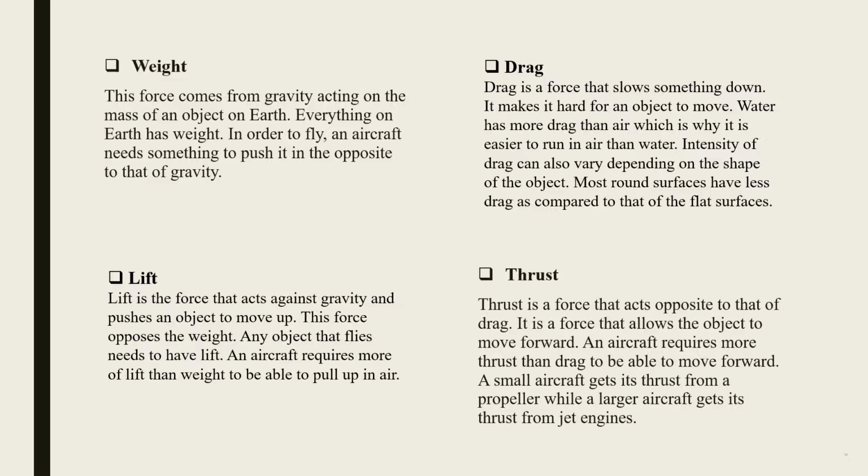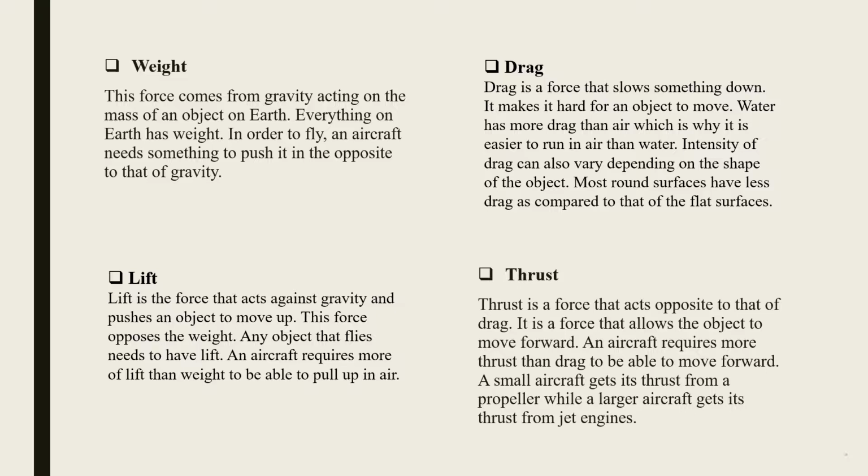Weight. This force comes from gravity acting on the mass of an object on Earth. Everything on Earth has weight. In order to fly, an aircraft needs something to push it in the opposite direction of that of gravity. Lift. Lift is a force that acts against gravity and pushes an object to move up. This force opposes the weight. Any object that flies needs to have lift. An aircraft requires more lift than weight to be able to pull up in air.